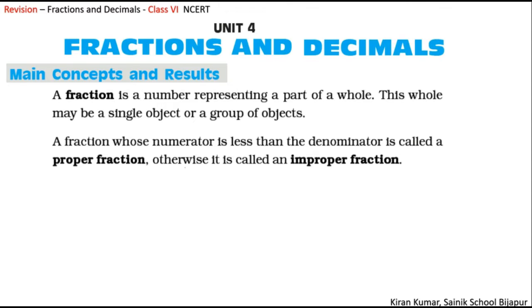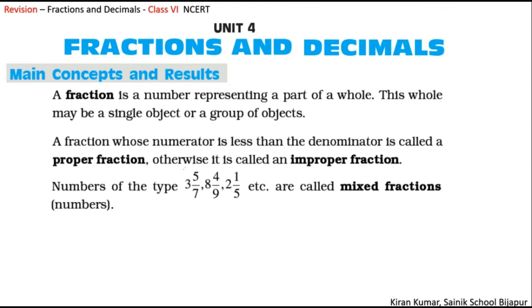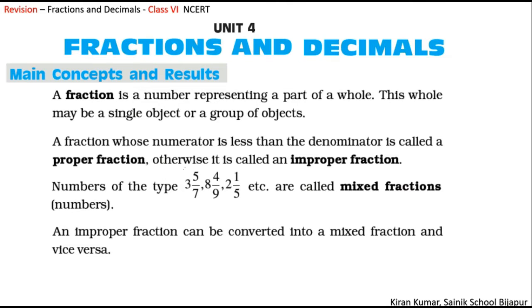Numbers of the type 3 5 by 7, 8 4 by 9, 2 1 by 5, etc. are mixed fractions. An improper fraction can be converted into a mixed fraction and vice versa.